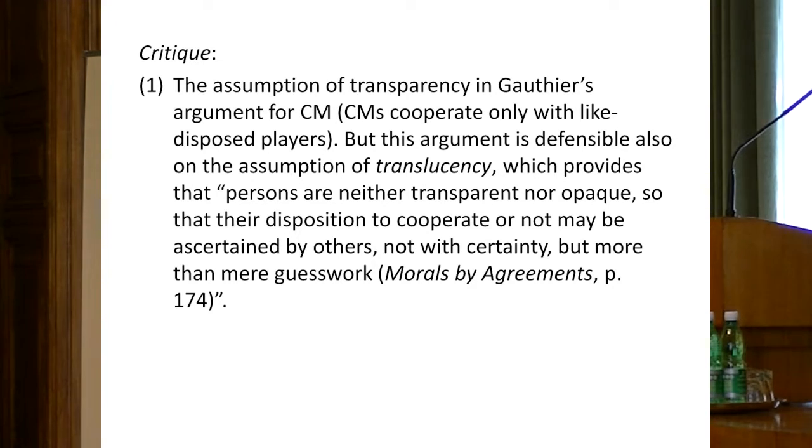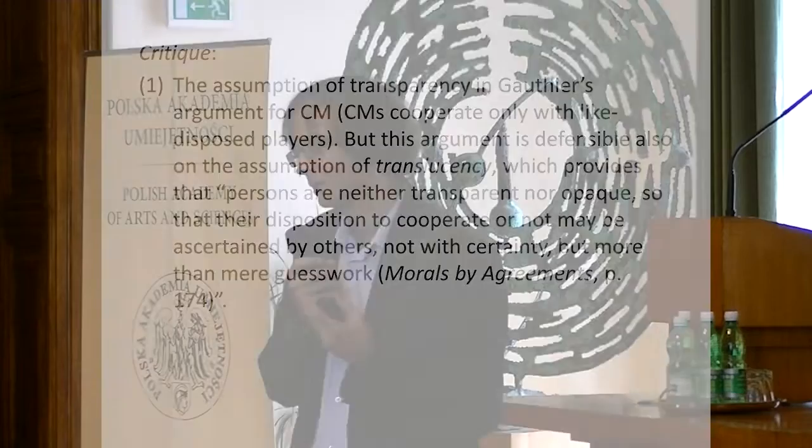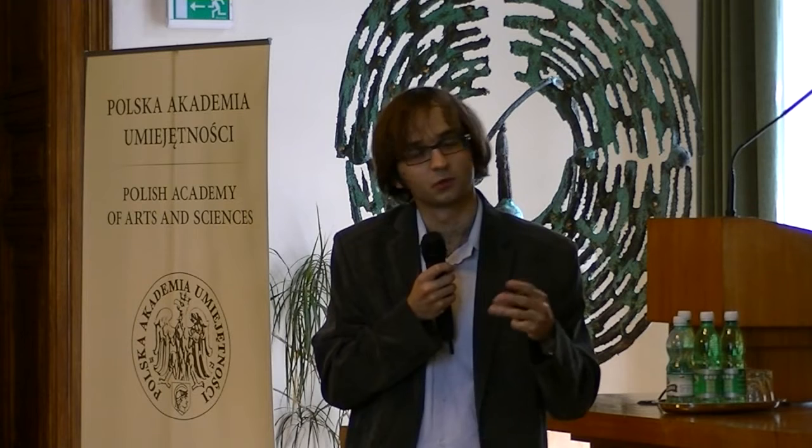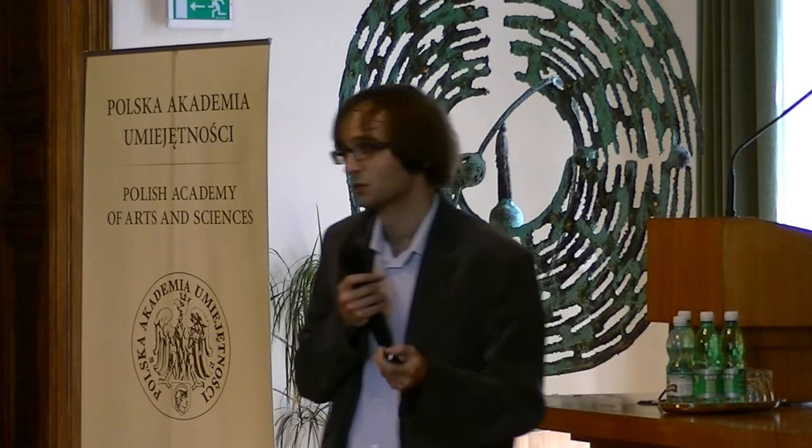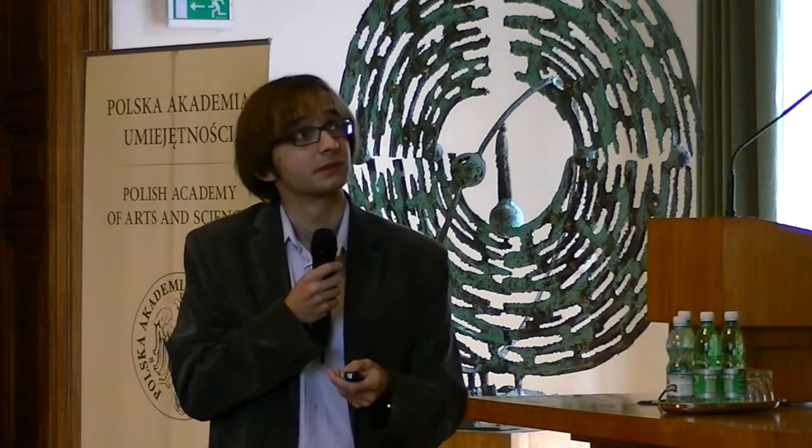He was trying to show that this argument works also on the assumptions of translucency, which provides that persons are neither transparent nor opaque, so that their disposition to cooperate or not may be ascertained by others, not with certainty, but more than mere guesswork. And it can be agreed that he manages to show that on this weaker assumption, his argument also works. But this is a technical objection, which is less important than the one I would like to present now. The more important objections are the following ones.